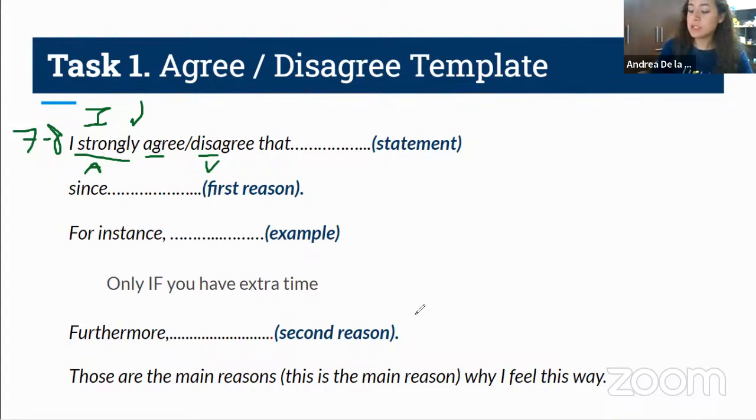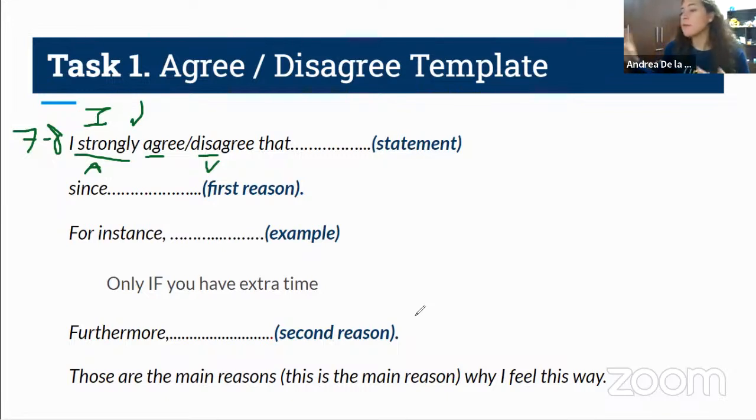And then another suggestion that I can give you is don't just say, I disagree and leave it there. Try to repeat the statement. Remember that when you're speaking, what you have on your screen is the question and the time. So you can use the question for your introduction. Repeat the statement that you have in the question. In this case, we would say, I strongly disagree that online courses are more effective. And that's it, that's enough.